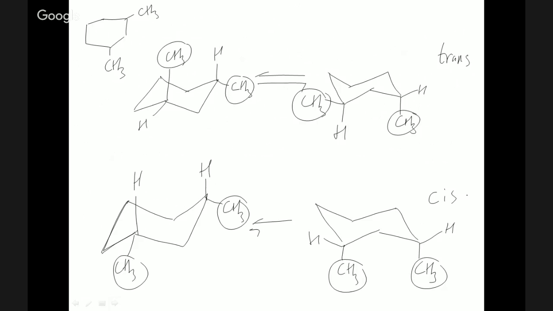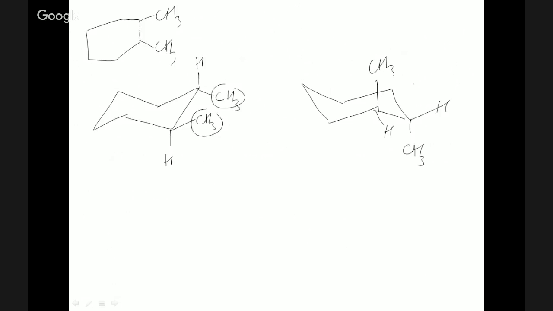Let's look at the 1,2. That means this substitution, I've not put in the wedges and the dashes. We're going to talk about both, draw those out, and take a look. Here we have 2 equatorial. Here we have 2 axial. So again, the conformer on the left is more stable.